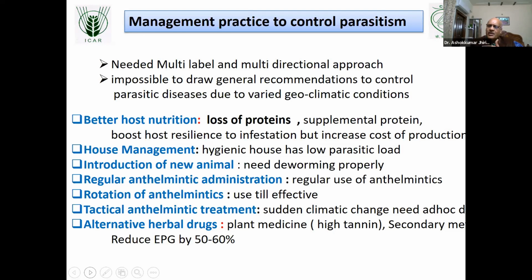Secondary metabolites in plants: a lot of research has been done, and there is a long list of plants having anthelmintic properties. They are able to reduce the EPG by 50 to 60%. This is a very important message for farmers, that plants having these secondary metabolites as anthelmintics can be used in regular feeding practices to control parasitic infection. Next one.